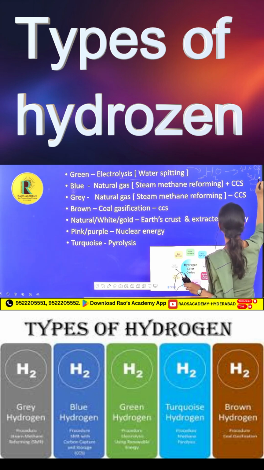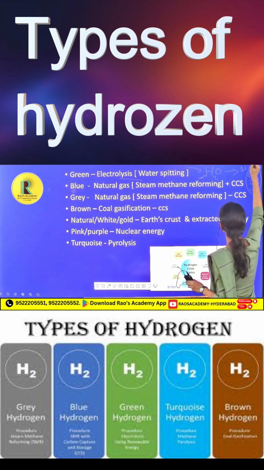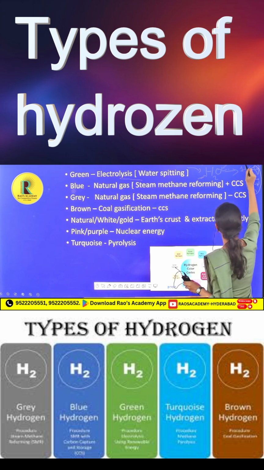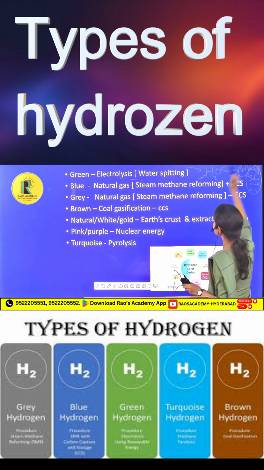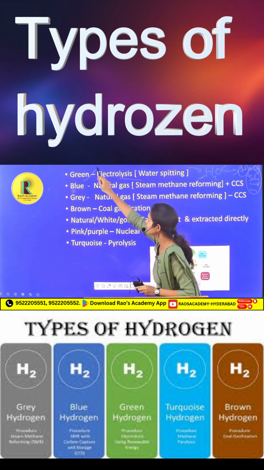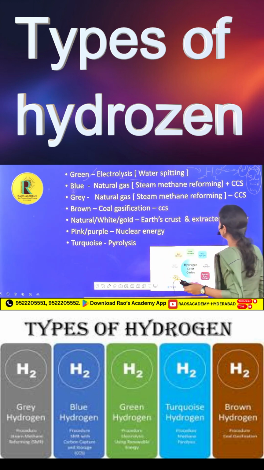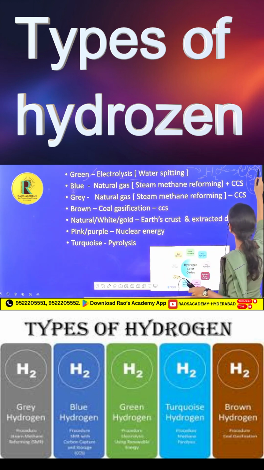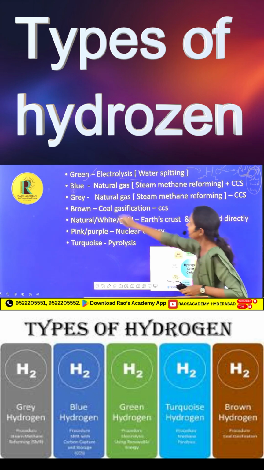The electricity produced through these renewable energy sources is used to split the water molecule. That's why this hydrogen is called green hydrogen, where there are no emissions of carbon dioxide or anything else. We use renewable electricity to produce hydrogen. That's why this is called green hydrogen.